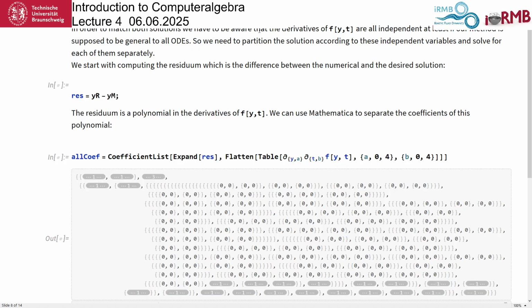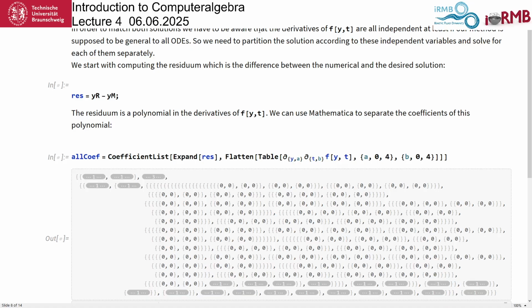Since I'm completely unprepared, I still have to read my slides. In order to match both solutions, we have to be aware that the derivatives f, y and t are all independent, at least if our method is supposed to be general to all ODEs. So we need to partition the solution according to these independent variables and solve for each of them separately. This is exactly what we do by equating coefficients.